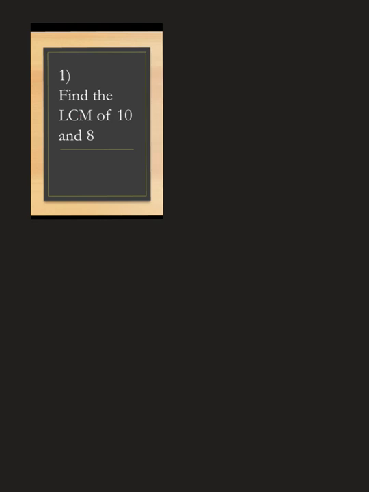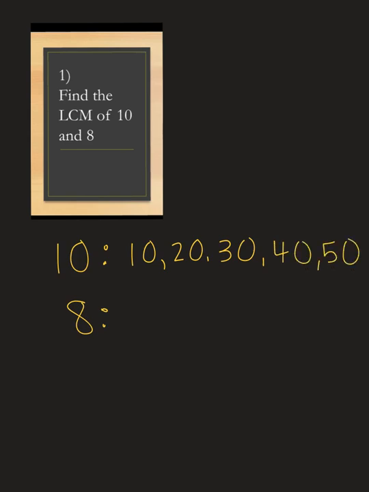So LCM stands for least common multiple. In order to find that, we need to list our multiples of 10 and our multiples of 8. Remember, best practice is to list at least 5 multiples of your first number. So I'm going to start by listing my first 5 multiples of 10. 10 times 1 is 10, 10 times 2 is 20, 10 times 3 is 30, 10 times 4 is 40, and 10 times 5 is 50. So those are my first 5 multiples of 10.